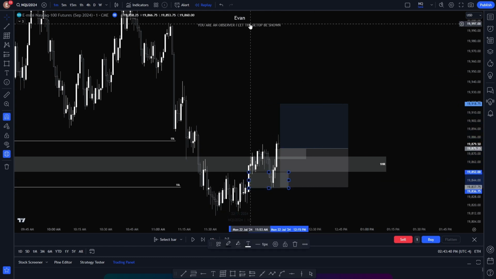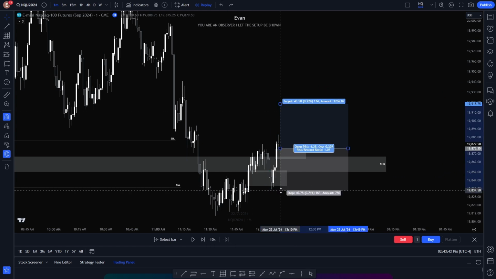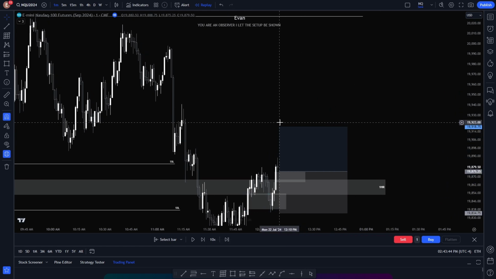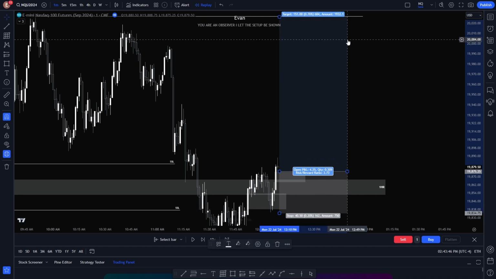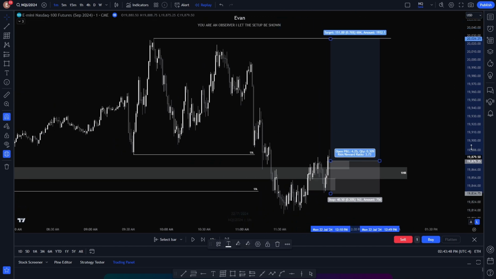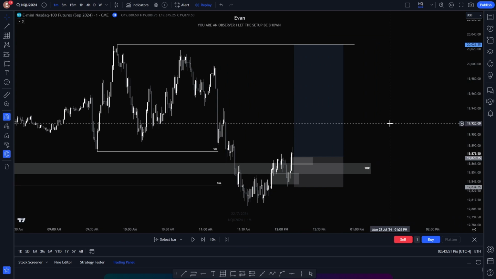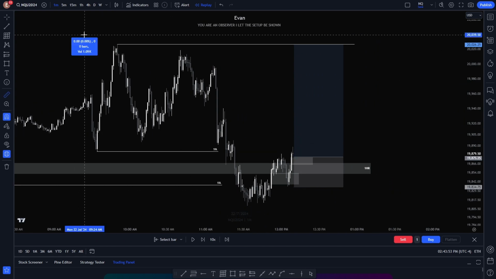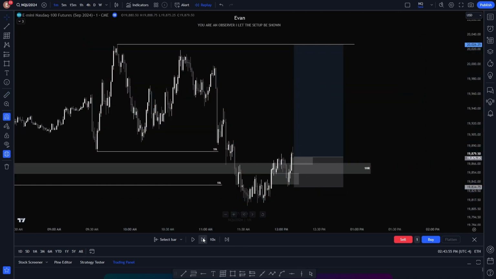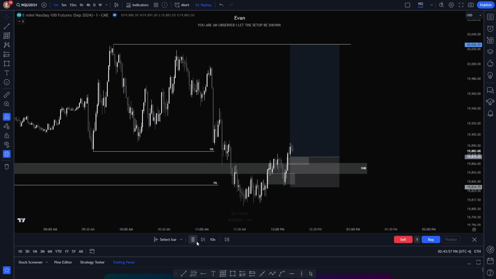Put your stop below this low. Because there's no reason we should go below here. Targeting the high of this range. Let's see how price plays out.